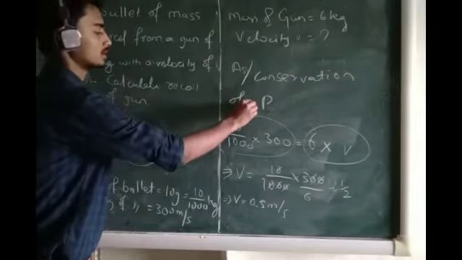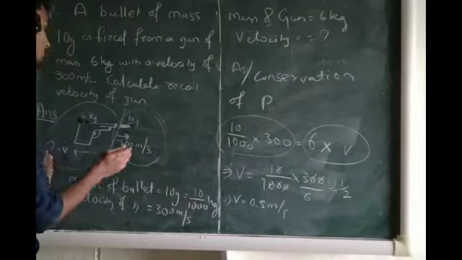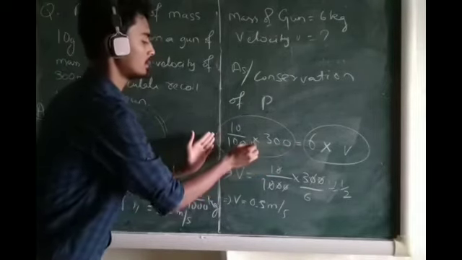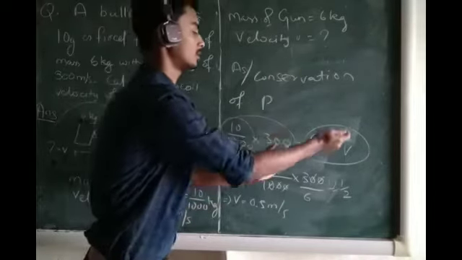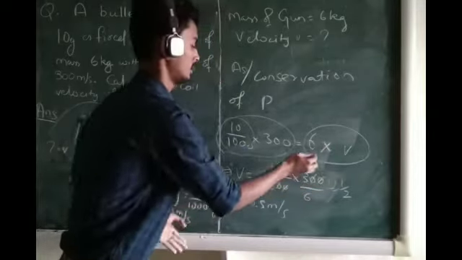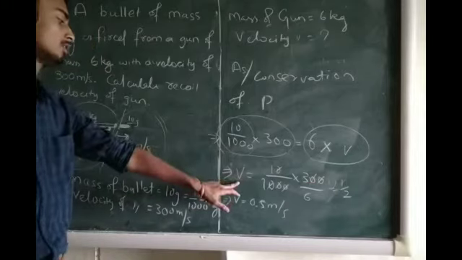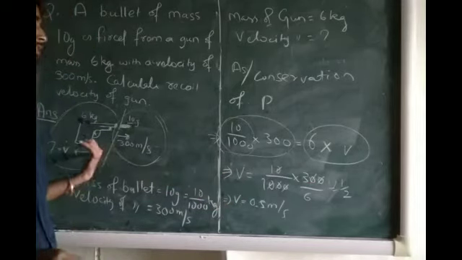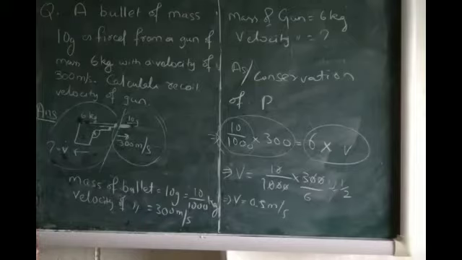According to the conservation of momentum, we equate the momentum of the bullet to the momentum of the gun. Momentum of the bullet is its mass into velocity, and momentum of the gun is its mass into velocity. Now we have our equation, and from this equation we can find the value of V, the recoil velocity of the gun. It will be 0.5 meter per second. I hope this question is clear to you. You will get this type of question in your exam, and I hope whenever you get these types of questions, you will be happy to solve them.